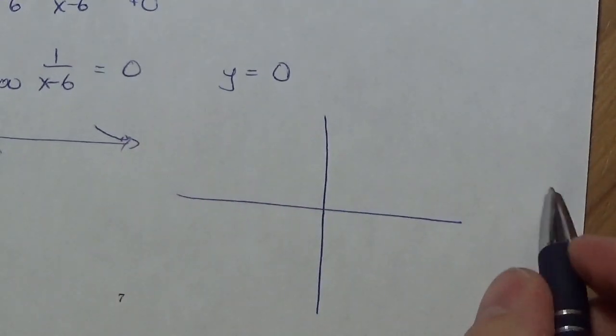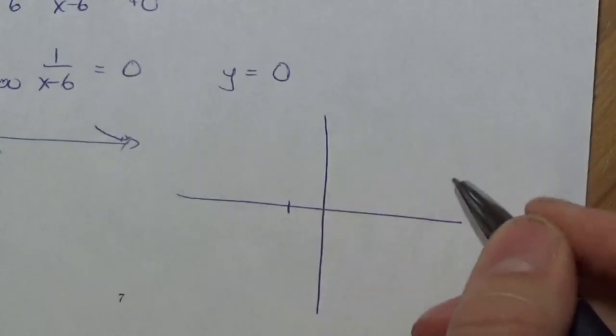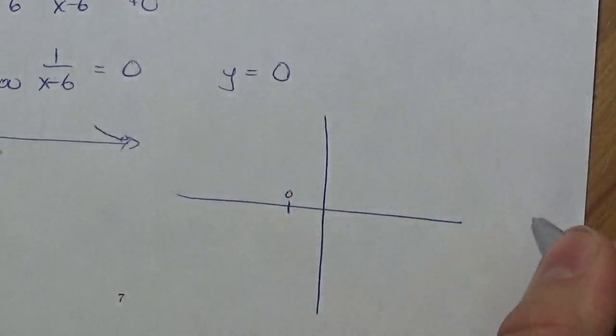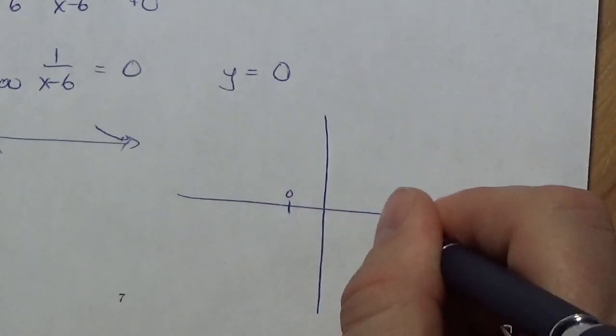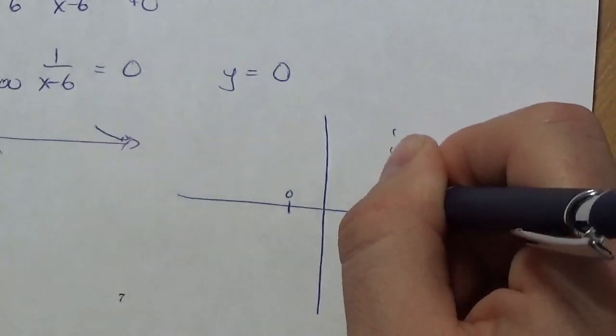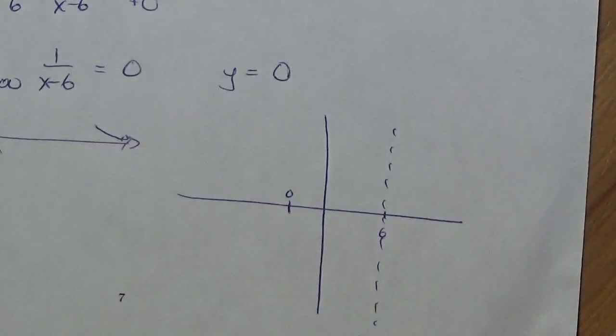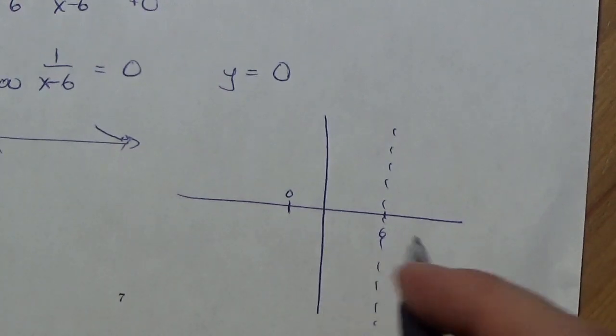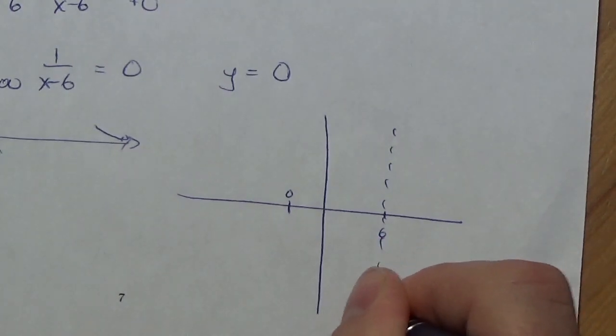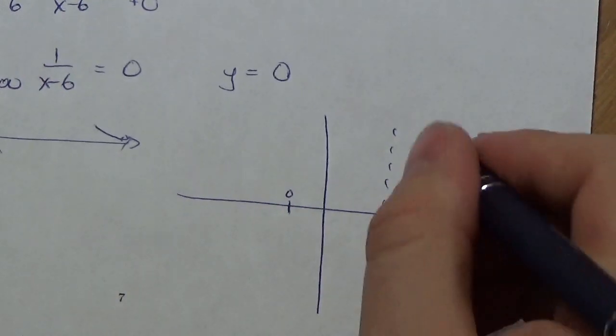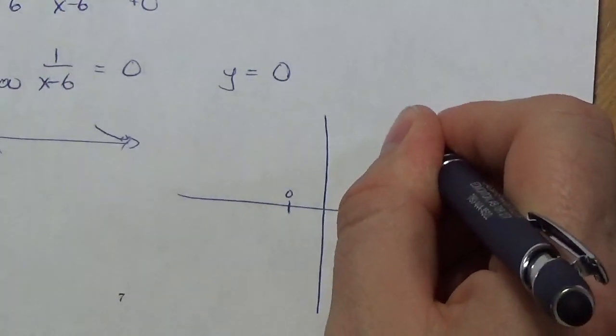Okay, I know that I've got a hole at negative 1/7. I know that I've got this asymptote over here at 6. Okay, I know that from the left I'm going down to negative infinity, and from the right I'm going up to positive infinity.